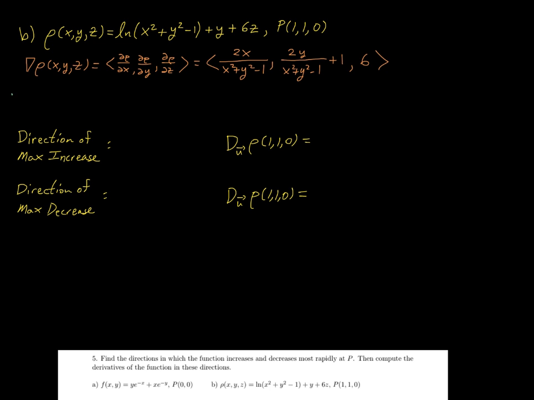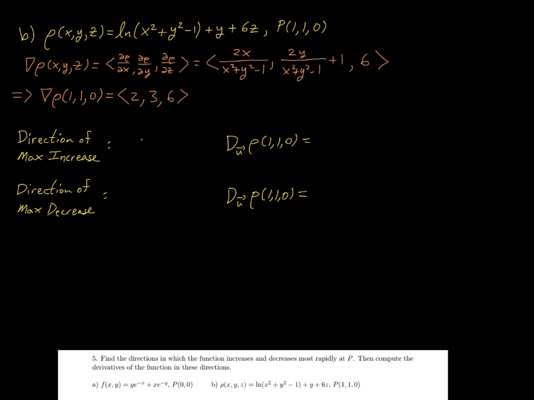Then evaluate this gradient at our point in question, which is P with coordinates 1, 1, 0. So here plug in 1 for x, 1 for y, and 0 for z. So what are we going to get? Well, our denominator would be 1 plus 1 minus 1. So our denominators are just 1 here and here. And then x and y are both 1, so I'm going to get 2 over 1, so 2. Then I'm going to get a 2 over 1, so again a 2, plus a 1 would be a 3. And then this k component is constant, it's just 6.